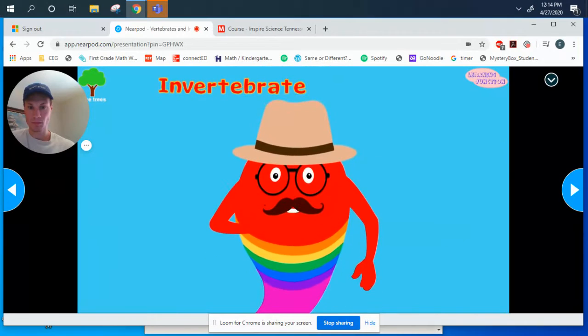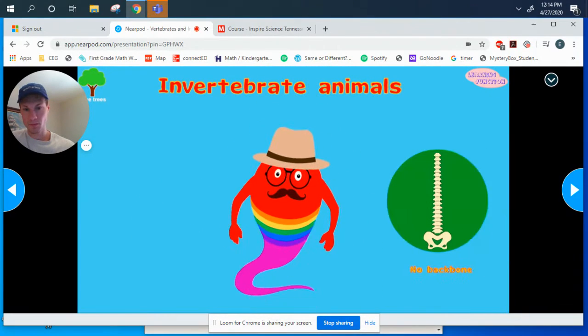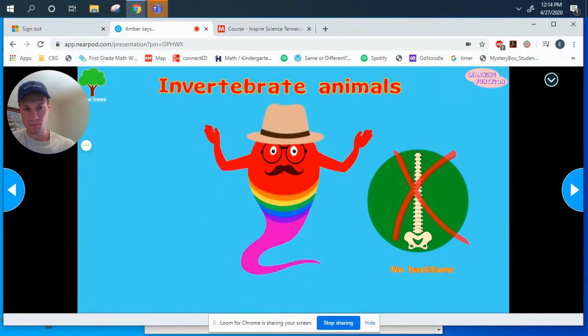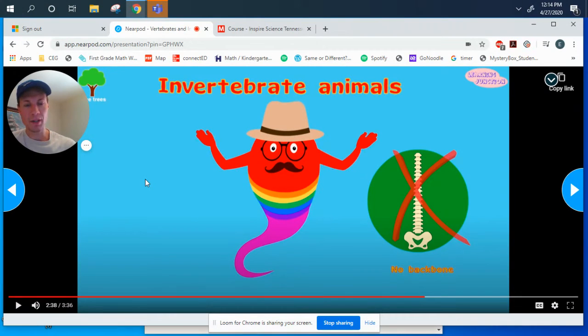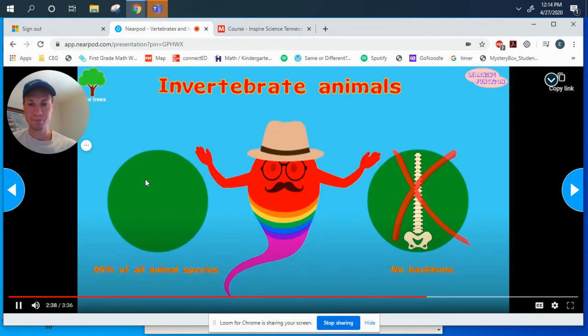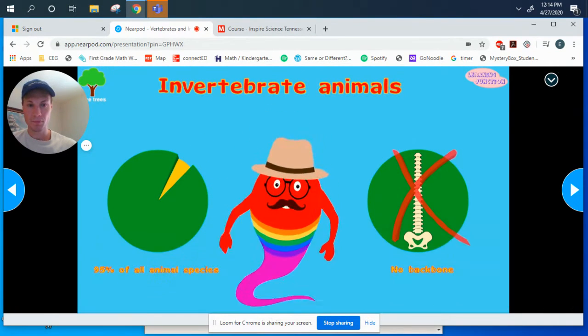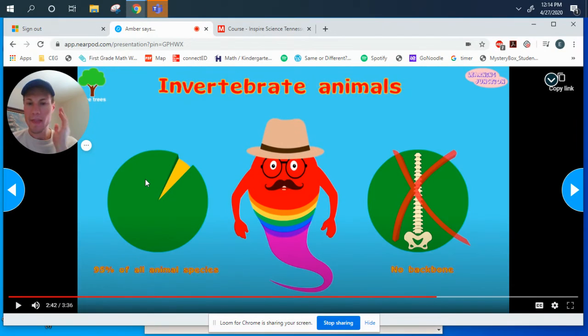Now let's learn about the invertebrate animals. Invertebrates don't have a backbone. What makes an invertebrate? They don't have a backbone. Good. But they make up about 95% of all animal species. That was wild to me. 95% of all animals in the whole world are invertebrates. But when I think of animals, I always think about mammals or birds or the kind that are vertebrates. But almost all animals are actually invertebrates. That's really interesting to me.